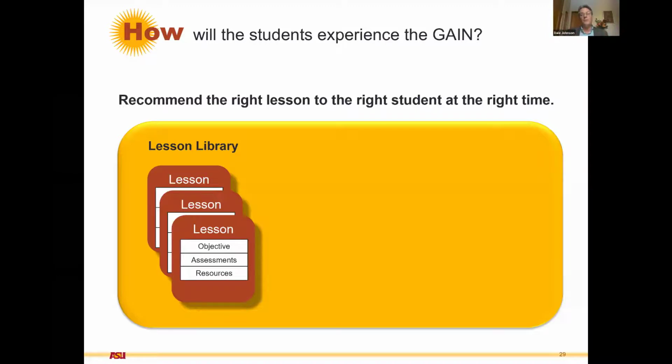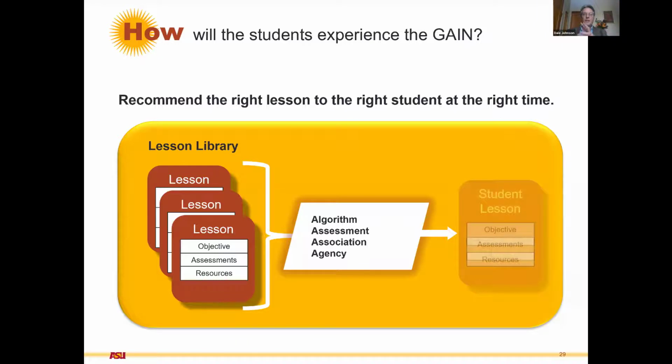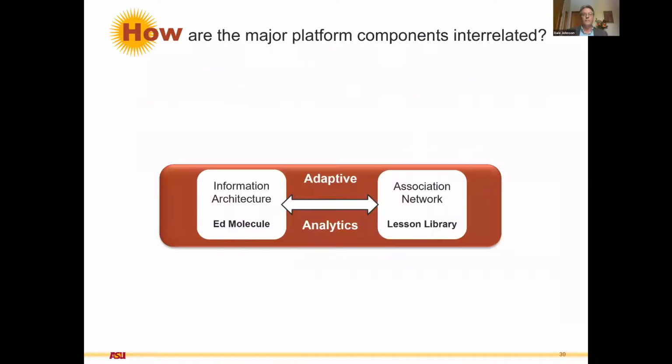So how do we help them when we think about taking that library, providing the recommendations, and personalizing that lesson along with the instructional resources? So this complex network that we build is all designed to do this, to deliver the right lesson to the right student at the right time.